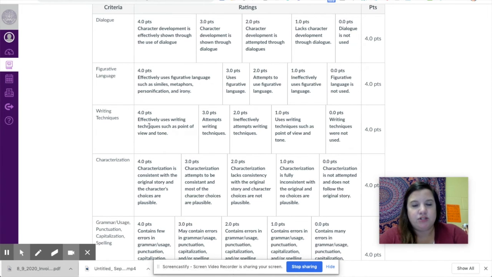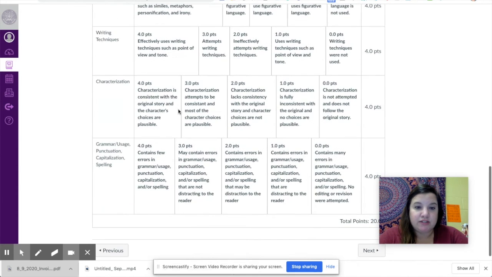So if you did a journal entry, is it told in first person? If you did a continuance of the story, is it still told in third person? And so on. Characterization, that's just making sure that you're consistent with the original story. Again, Rainsford and Zaroff are not going to just magically become friends. So don't include something like that in your story. And then grammar and usage and everything, all of those good things.